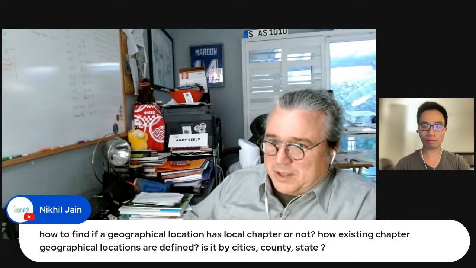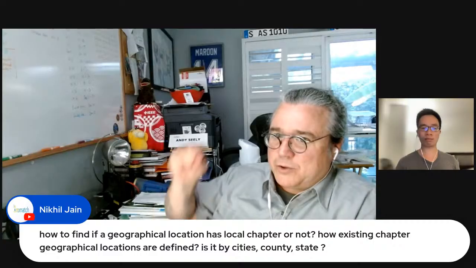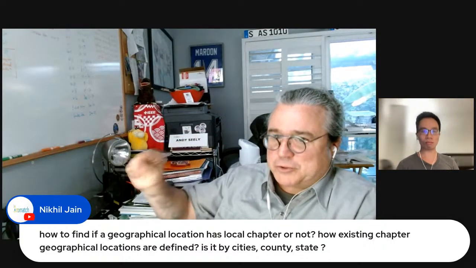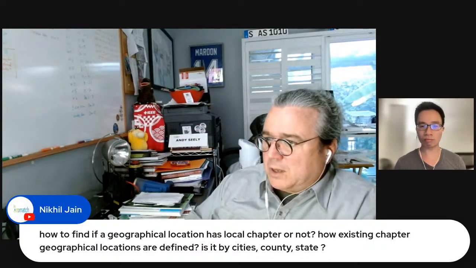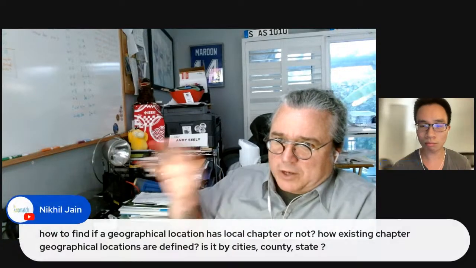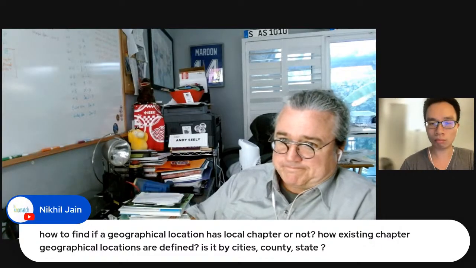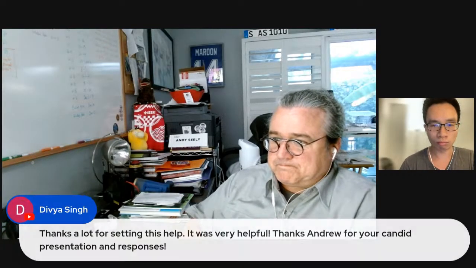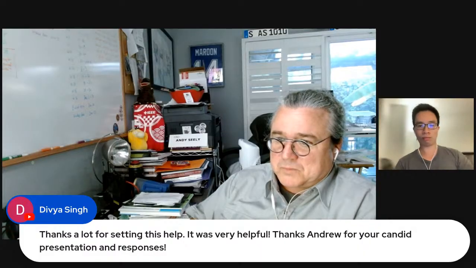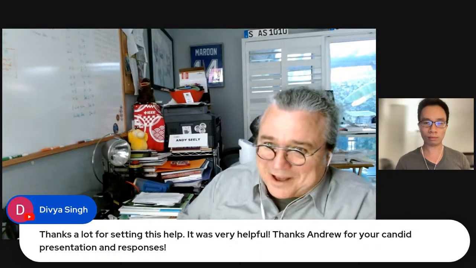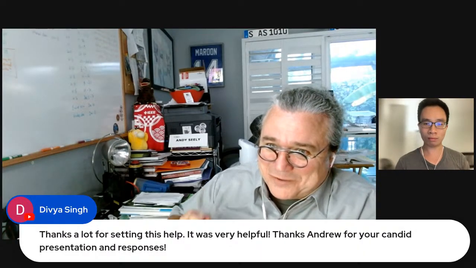There is a map. If you go to IEEE.org, you can drill down into your region, and it'll show you a map of sections. And also, you'll know, because if you log into your IEEE account and your profile, it will tell you in your profile what region and what section you're in. And Divya, I am candid. If you ever want to know what I think, just ask me and I'll tell you.